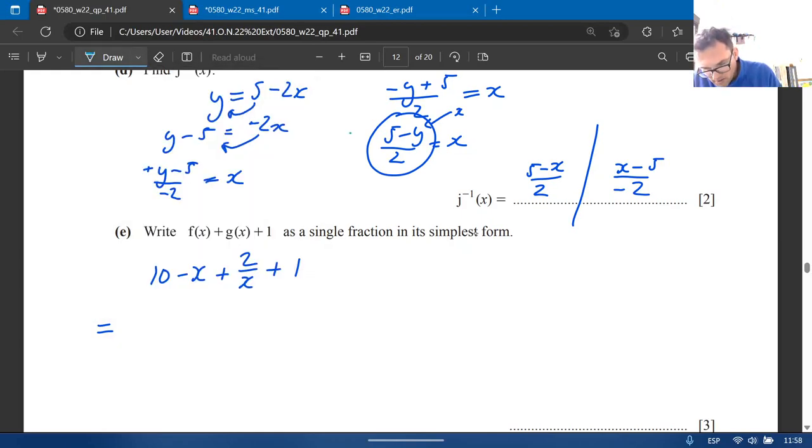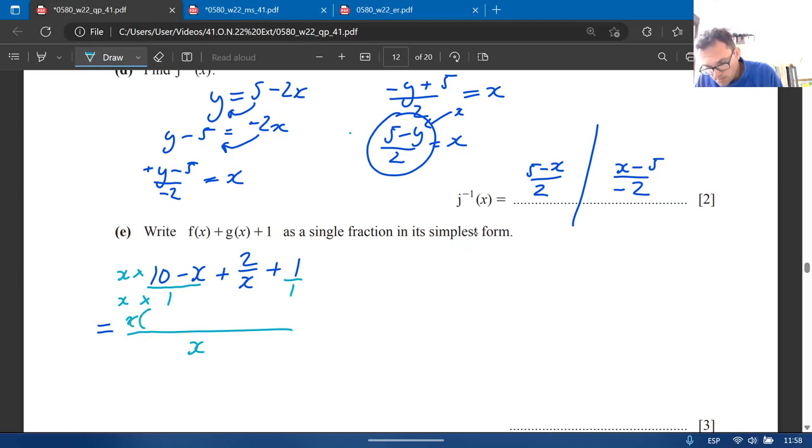So let's make them all fractions. Let's put it over 1. Okay, now they're all fractions. Before you add fractions, you need to get the denominator the same. Now that means get them all as a fraction over x. So how are we going to do that? Well, you multiply the top and the bottom by the same number. In this case, it's x. So we need to multiply all of that by x.